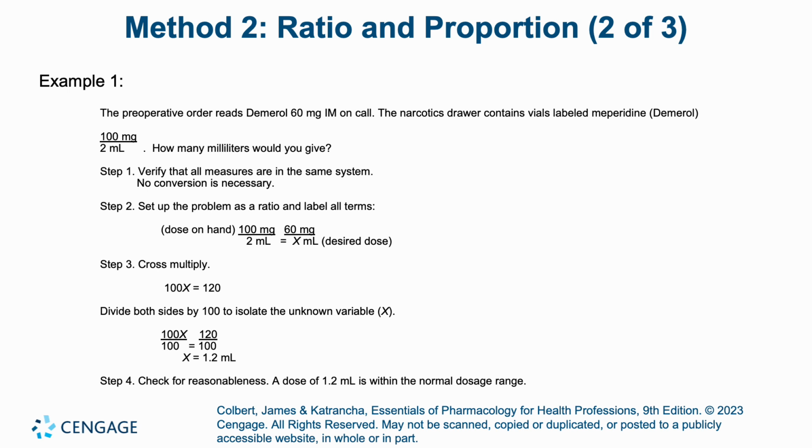The narcotics drawer contains vials labeled meperidine, which is the Demerol. Demerol is a trade name.